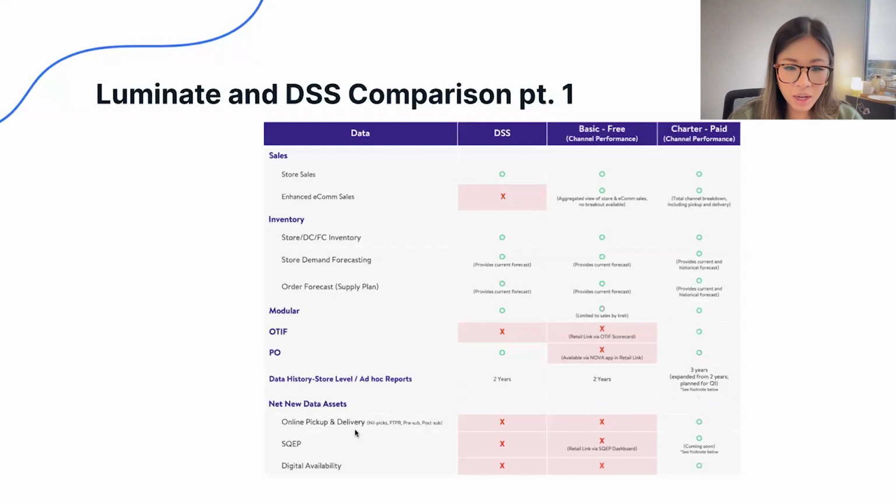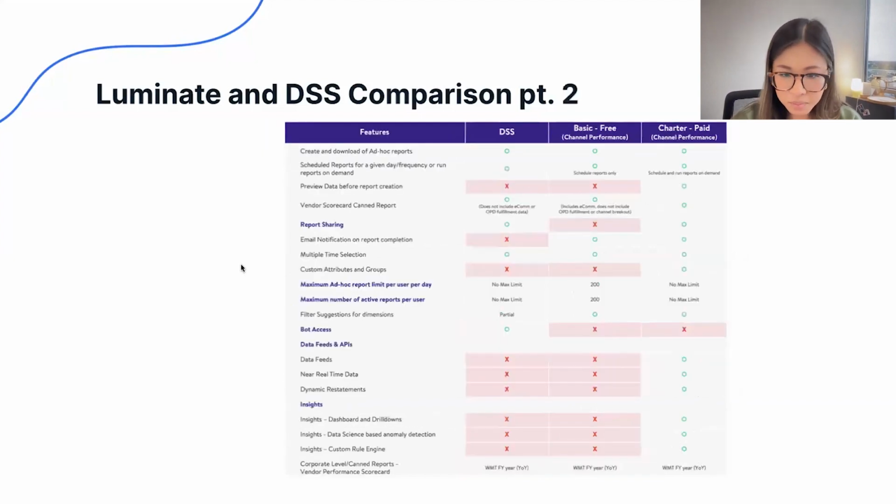So other new things that are going to be available in paid but not basic. OPD, we talked about the channel breakdown. SQEP is still going to be available through the SQEP dashboard, very similar to the OTIF scorecard, but it will be included in Charter. And then digital availability will be included in the paid version as well.